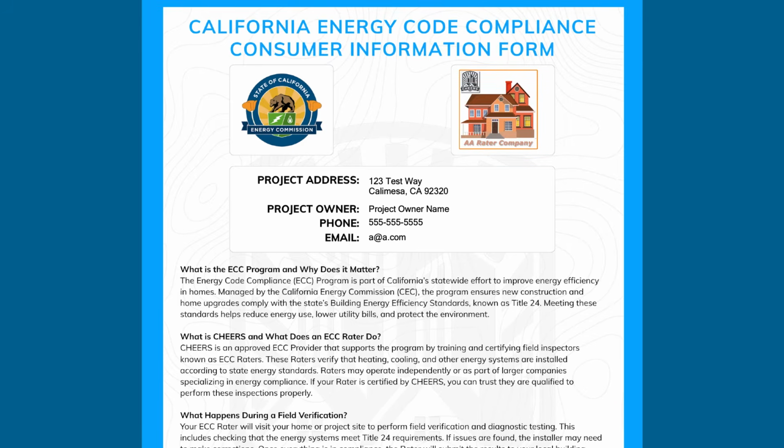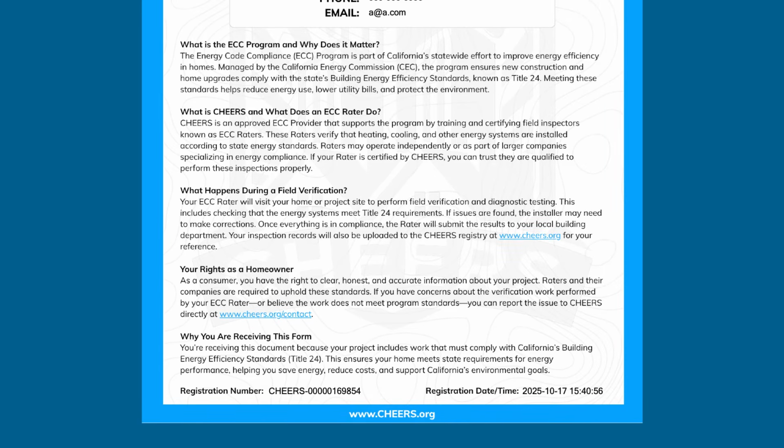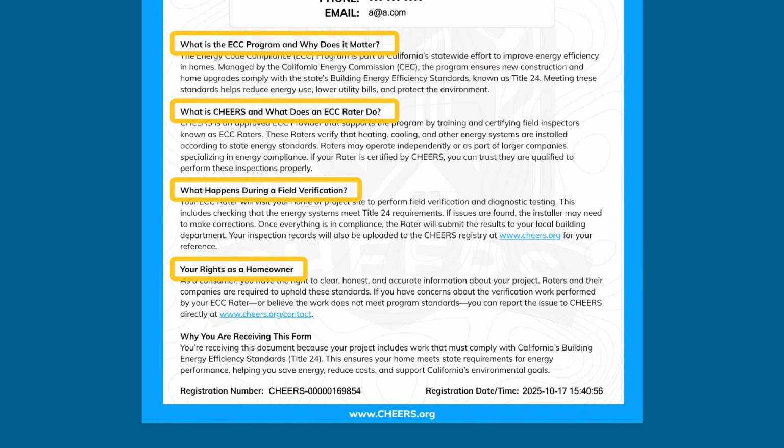The bottom half of the document provides the foundational information about this process that the homeowner needs to understand: what the ECC program is and why it matters, what Cheers is and what raters do, what happens during a field verification, what rights the homeowner has, and finally, why they have this form.